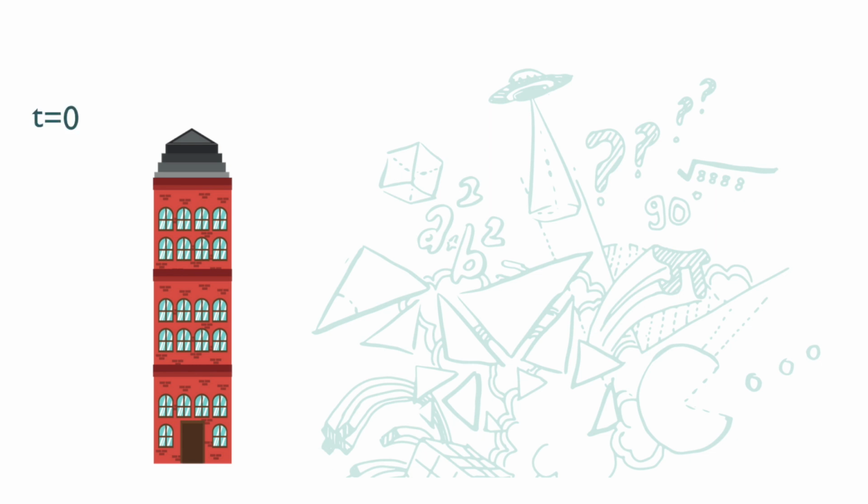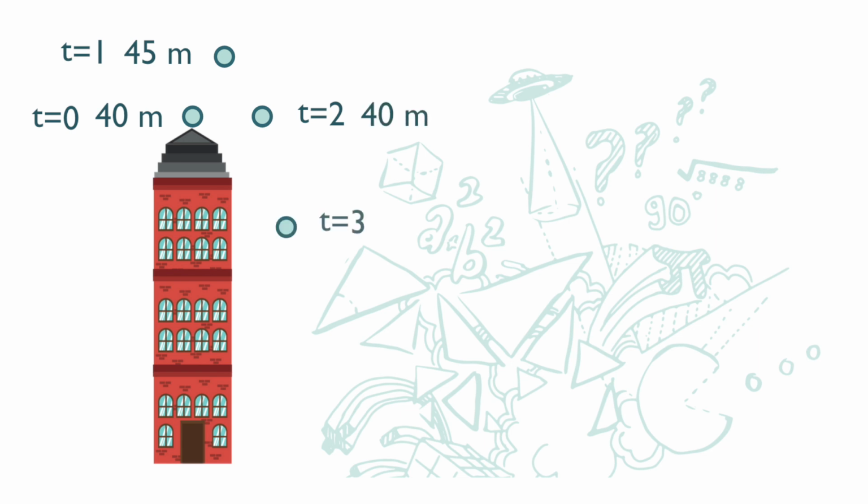At t is 0, well, t stands for time, the stone is 40 meters above the ground. At t is 1, the stone is 45 meters above the ground, and it reaches its maximum height. Then it starts to fall down. At t is 2, the stone is back to where you were, 40 meters above the ground. At t is 3, it is 25 meters above the ground. At t is 4, it touches the ground.